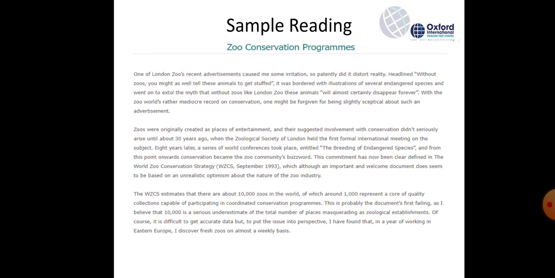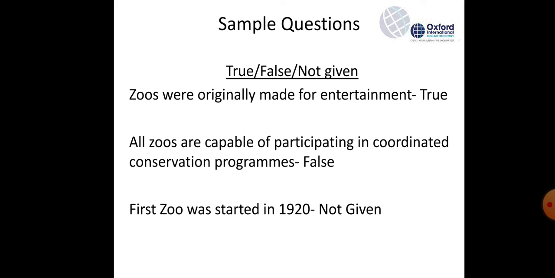For example, I've given you 2-3 examples. True, false, not given. Suppose this is a true, false, not given question. Okay, I haven't read the paragraph because it is a waste of time. I just read the heading and it was regarding zoo conservation. I got an idea regarding what the paragraph is all about, and then I'm reading the question. Zoos were originally made for entertainment. Okay, zoos were originally made for entertainment.